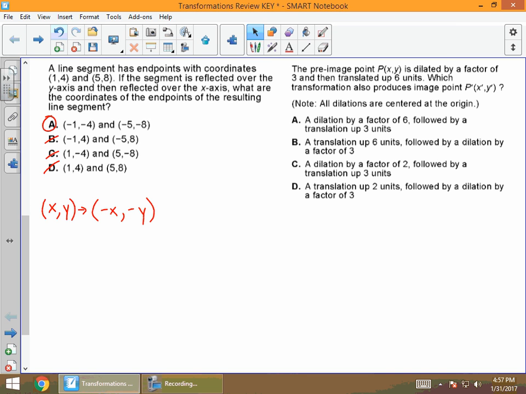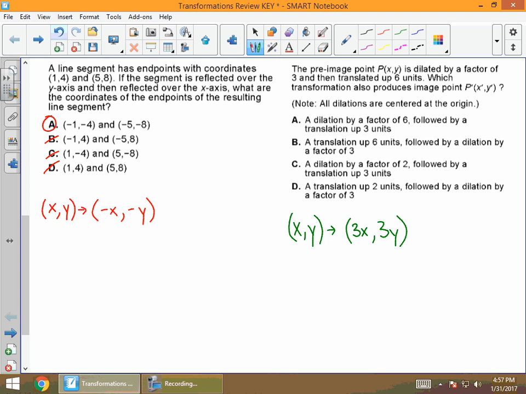All right, and now for part B. I'm going to think about this the same kind of way. I have some point that's going to start at an x, y. And the first thing I'm going to do is dilate it by a factor of 3, which means it's 3x and 3y. And then I'm going to move it up 6, which means I'm going to do 3x and then 3y, but I'm going to go up 6, so plus 6.